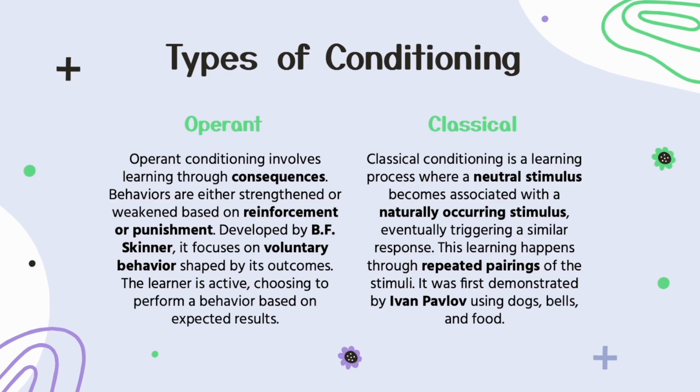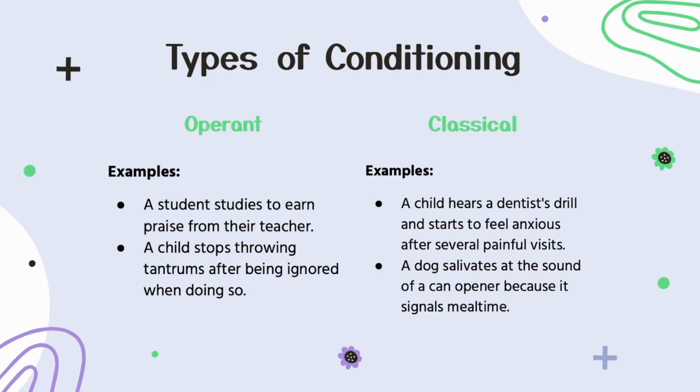Classical conditioning is a learning process where a neutral stimulus becomes associated with a naturally occurring stimulus, eventually triggering a similar response. This learning happens through repeated pairings of the stimuli. It was first demonstrated by Ivan Pavlov using dogs, bells, and food. So operant conditioning is B.F. Skinner and the rats. Classical conditioning is Ivan Pavlov and the dogs. So here's a couple examples for each.